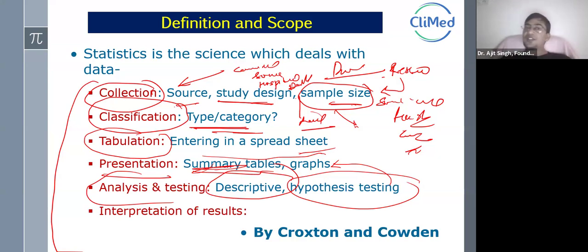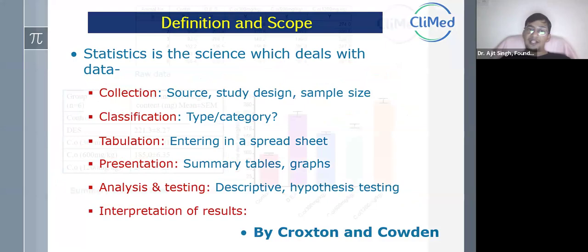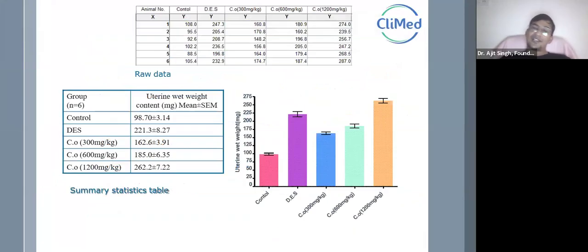See, this is very basic for everyone. You all know what I'm teaching you, but it is very important to understand. This is the flow of statistics: data collection, then classification, then tabulation, and then analysis, representation, and interpretation of the results, right? Now, if you look at this, this has described the pattern.